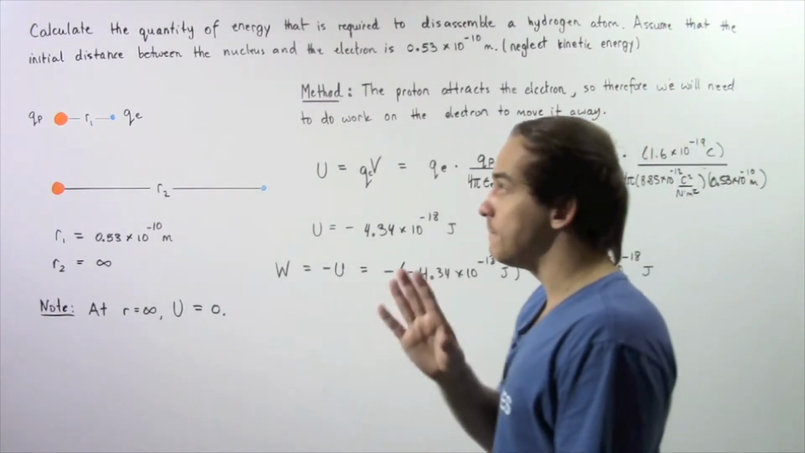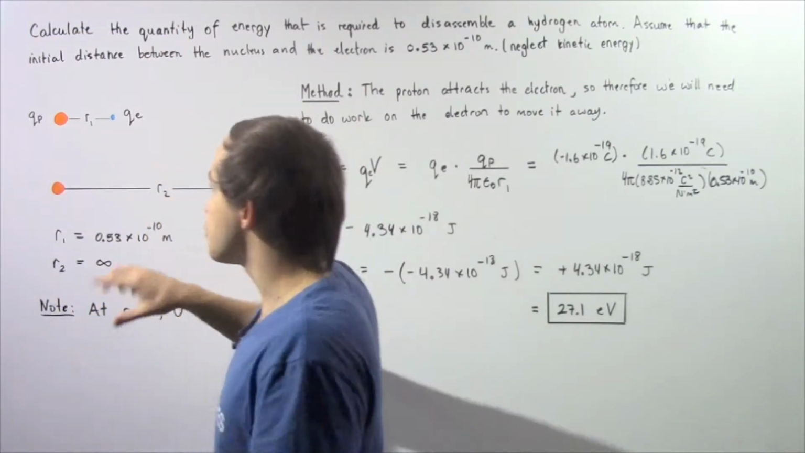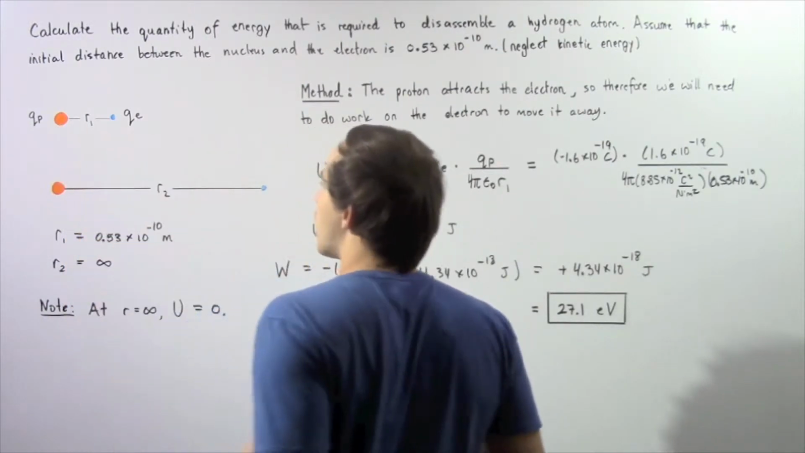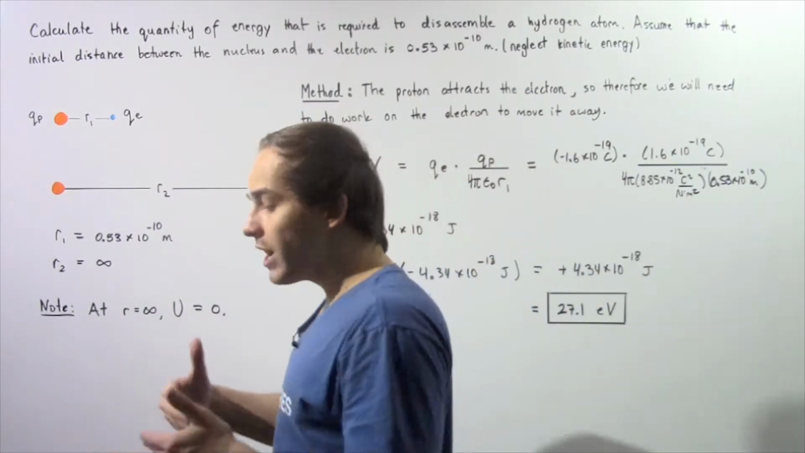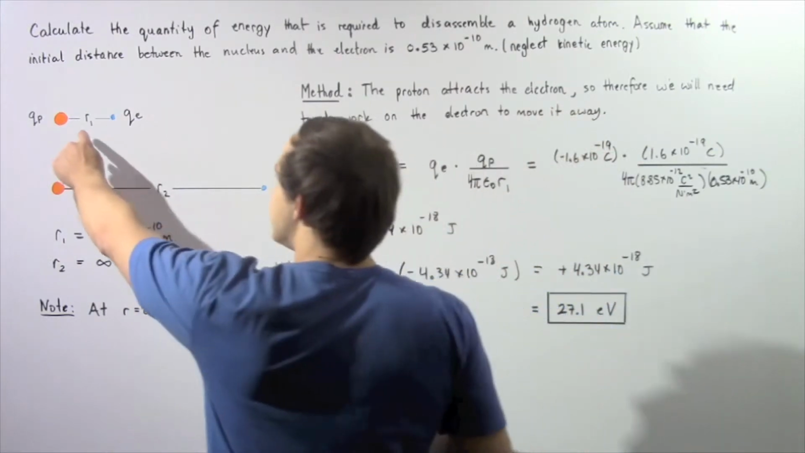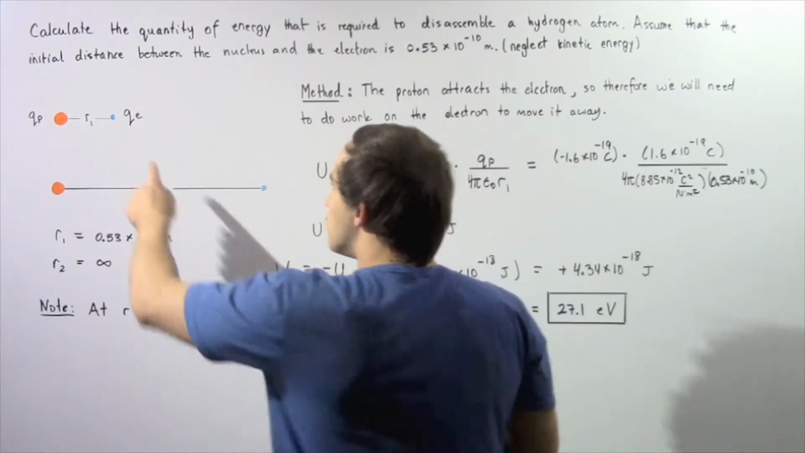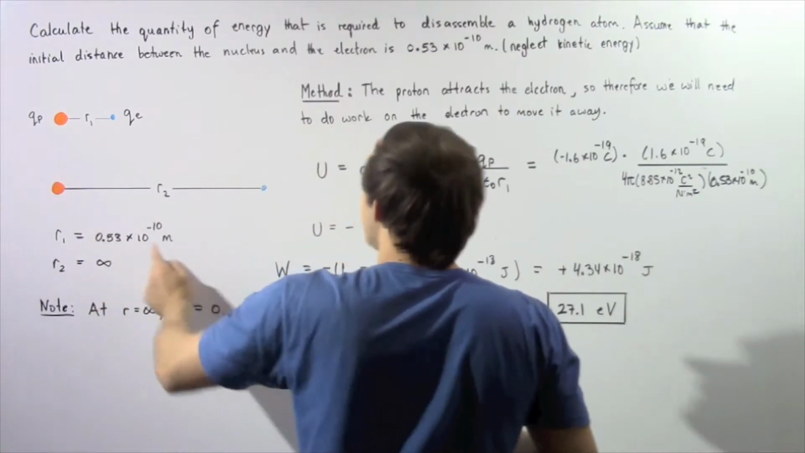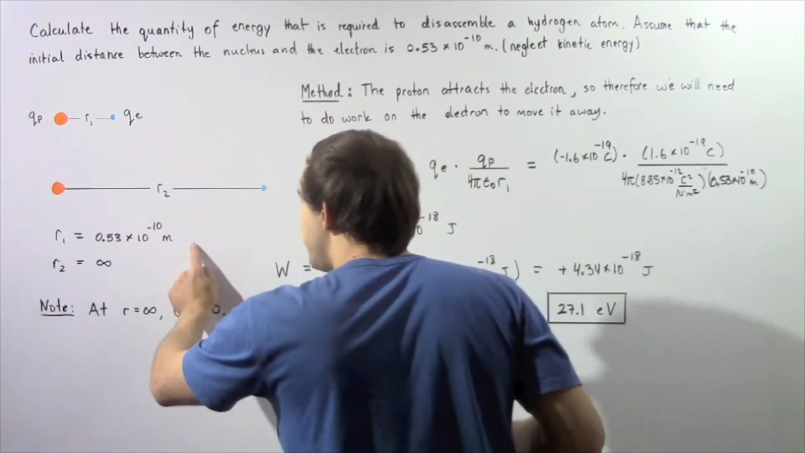We're going to neglect the fact that our electron is actually orbiting our proton. So we're going to assume these two electric charges, our proton and the electron, are stationary point charges. Now, initially, before any work is done on our system of two charges, we essentially have a distance given by R1 between our two electric charges. So this is our electron and this is our proton, and the distance R1 is given to be 0.53 times 10 to negative 10 meters.